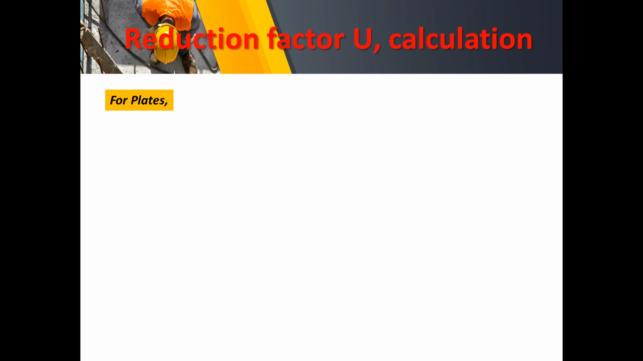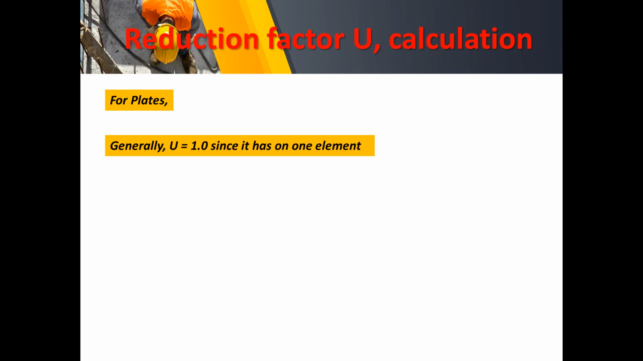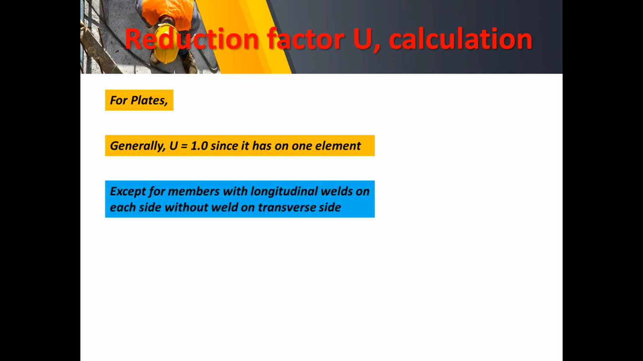So another condition, when we have plates. Remember that plates have a single element, because unlike angles or angle steel sections, which have two axes, plates have a single plane axis. That is why generally the reduction factor for plates is 1, since it has one element. But there will be an exception to this rule.